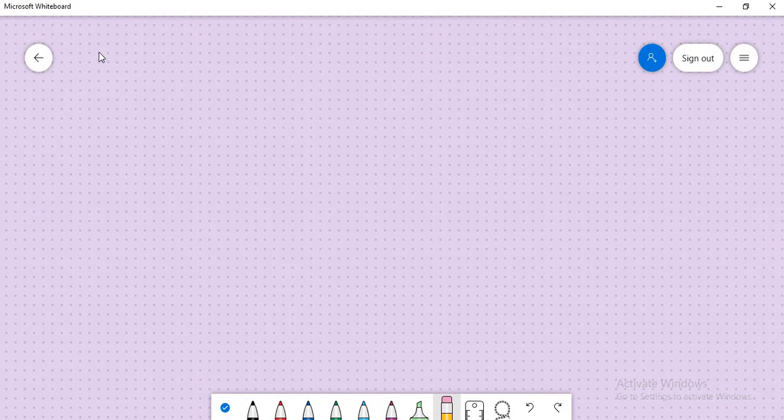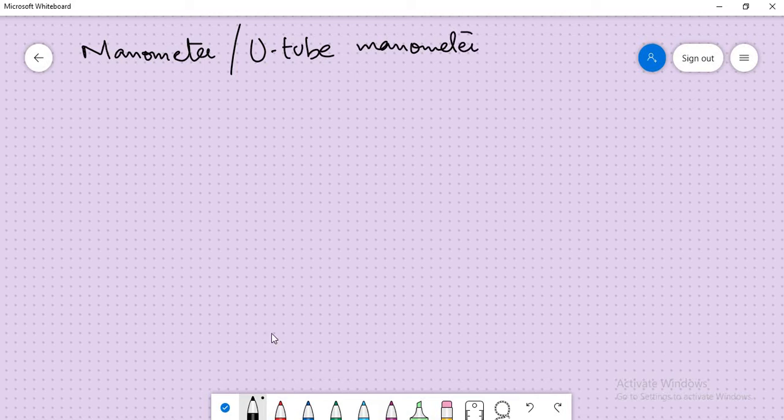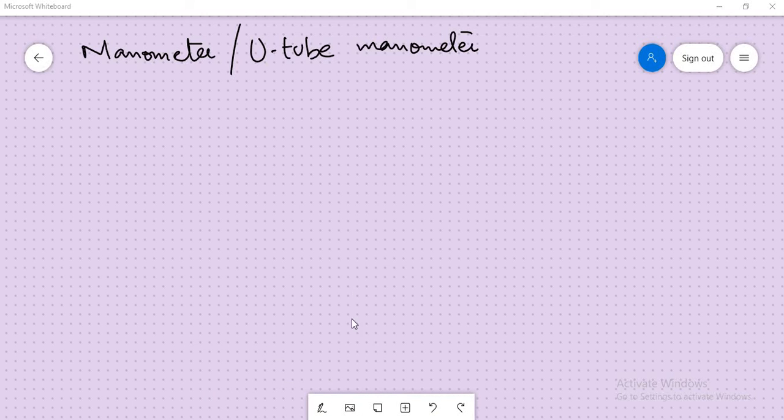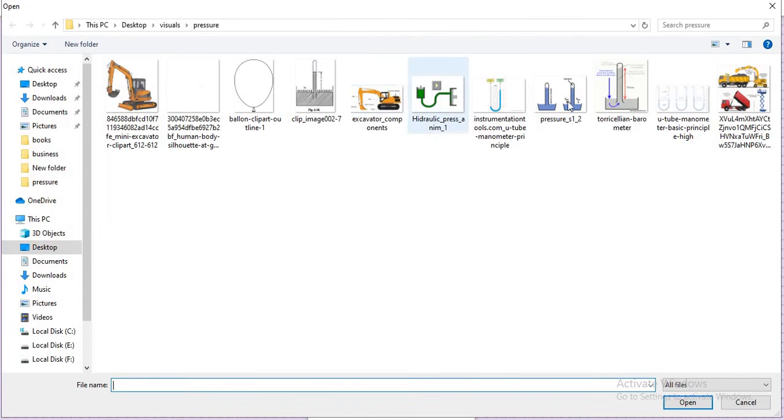Assalamu alaikum. So finally we're on to our last topic of the chapter pressure, which is a manometer, or specifically a U-tube manometer. Let's start by seeing what it actually looks like. Let me upload an image of it. Let's take a look at this.